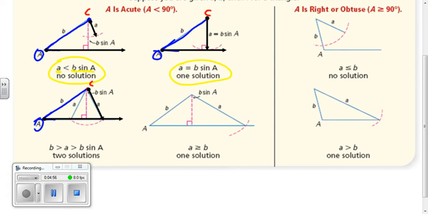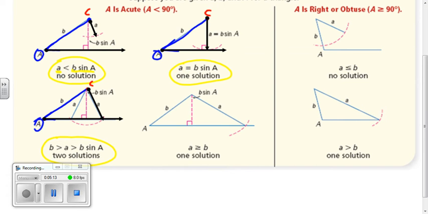And these type of situations only arise when we can say that B is greater than A, which is greater than B times sine A. In those situations, we have two solutions.